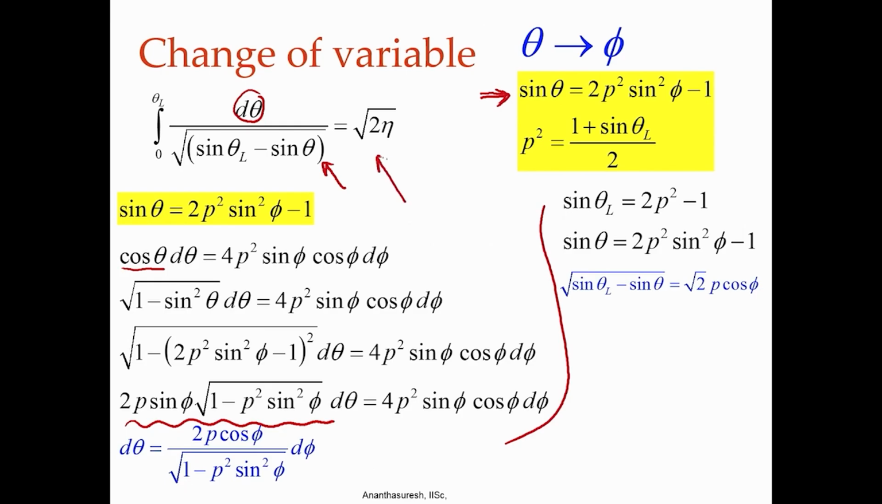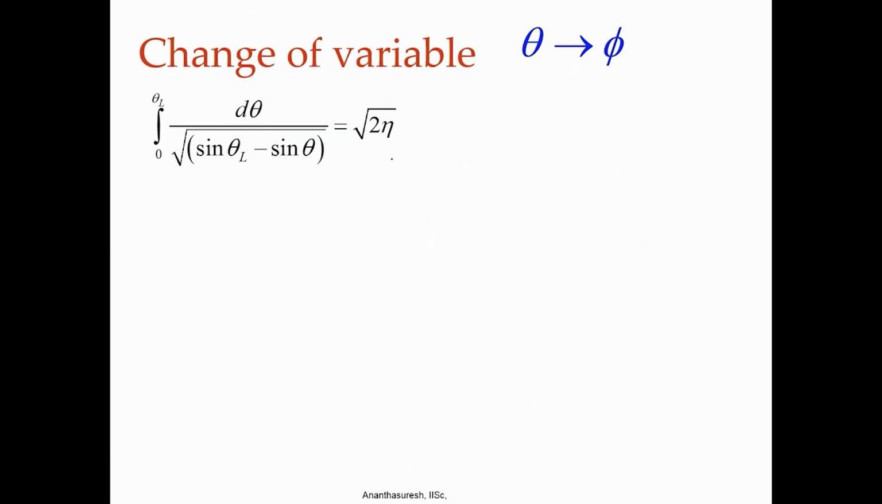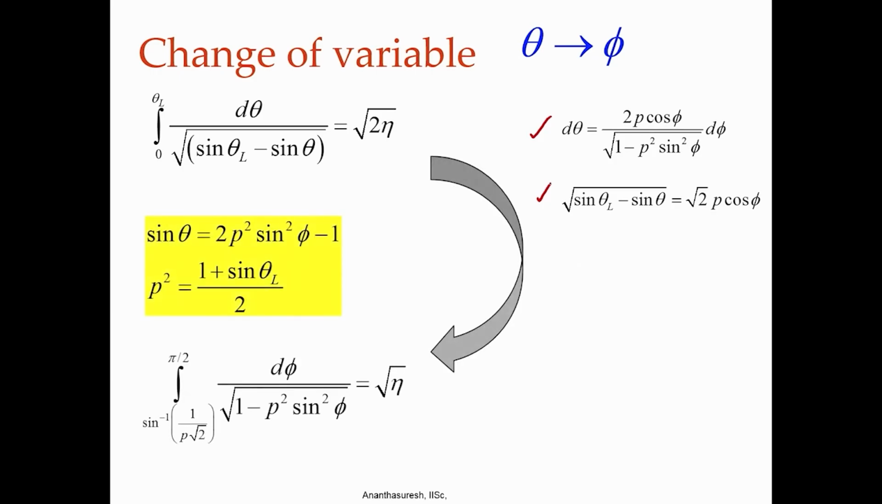Okay. Now, both of these results we substitute over here and the limits also we calculated. Let us see what we get. So, when you do all this with these two things that we did in the last slide, when you substitute over here, we get, and the limits that we did, sin inverse 1 over p root 2 to π/2, and then dφ divided by the square root of 1 − p² sin²φ is equal to η. We have taken this 2 also the other side. The square root of 2 will cancel. Cosine φ that is there here, this goes to denominator, that goes to numerator, they all cancel. Finally, we get this one.